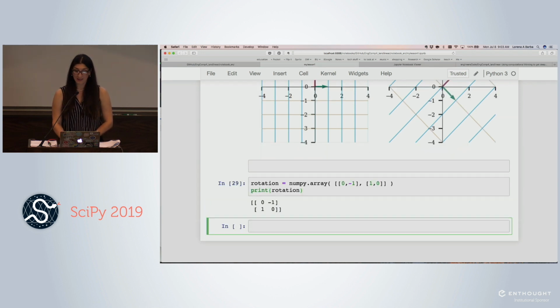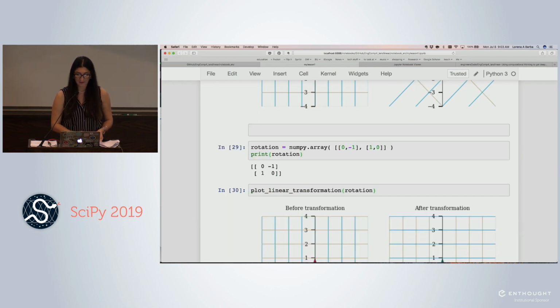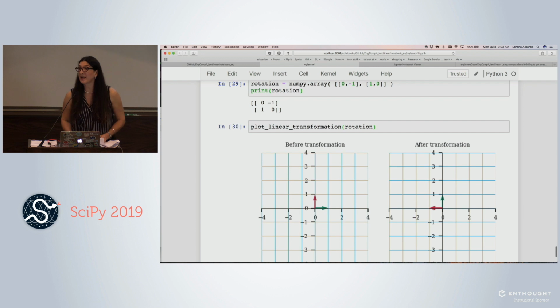And indeed, here is the first column. Now we can check mentally that this is correct. The first column represents where the vector i lands. Yeah, it comes from horizontal, it went to vertical. And the second column represents where j lands. That makes sense. Now we can use plot linear transformation with rotation to visualize it and see that it is indeed what we were expecting. So that is a special transformation.